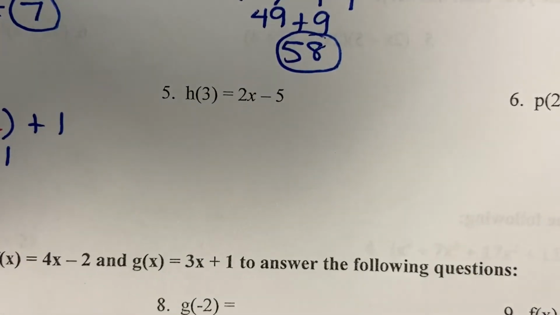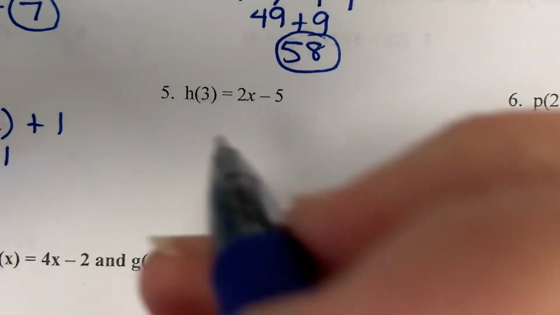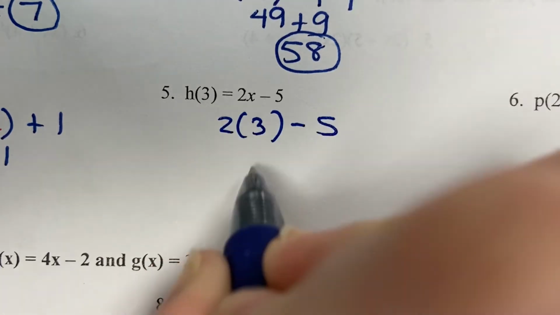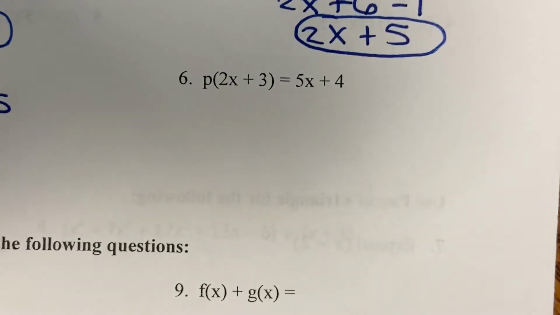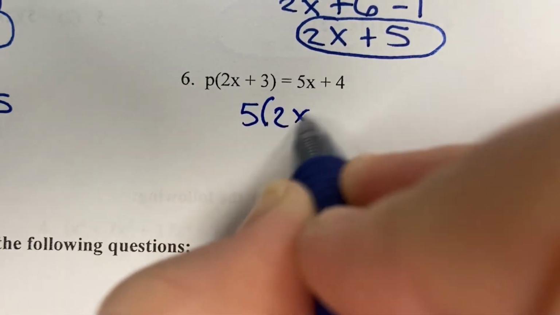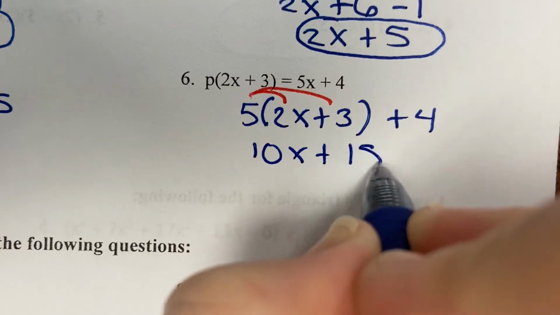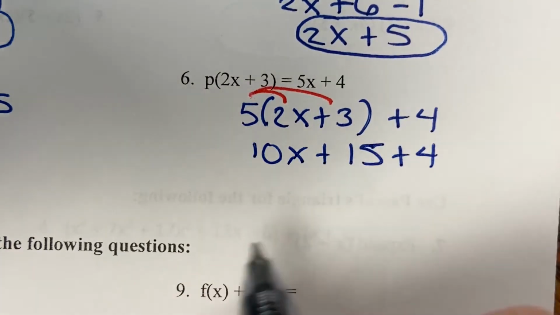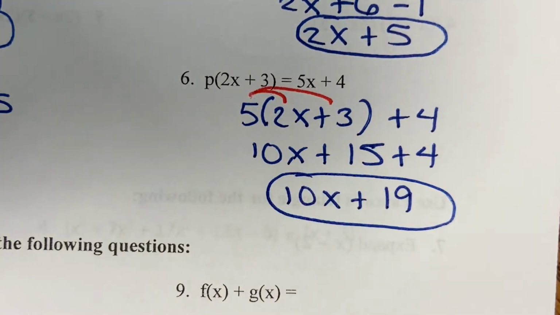All right? So here we have h of 3, so you can substitute that in. And then you would have 2 times 3 minus 5, which is 6 minus 5, or 1. For this one, we have to substitute in that 2x plus 3. So we have 5 times 2x plus 3, all plus 4. So remember order of operations. We're going to multiply this first. So we're going to have 10x plus 15 plus 4. And so that would give me 10x plus 19.